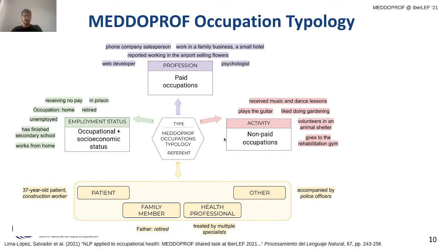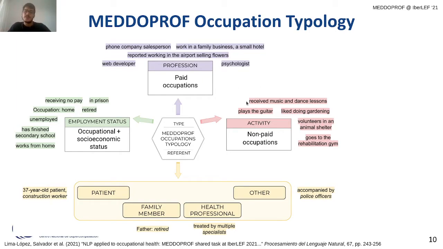On top of annotating and creating this typology to distinguish different types of occupations, we also classify them according to their referent or holder. So we have occupations that are about the patient, occupations that belong to family members, occupations that are about health professionals in general, and then a category called other, which I think mostly includes police officers, judges, lawyers, and stuff like that.